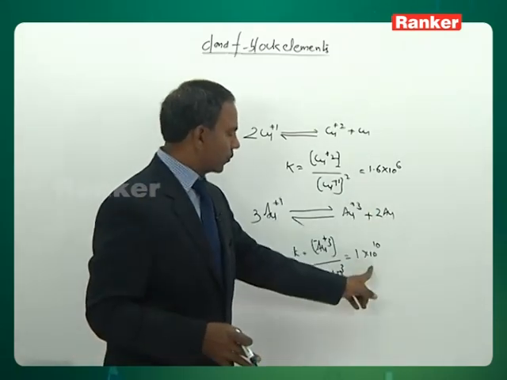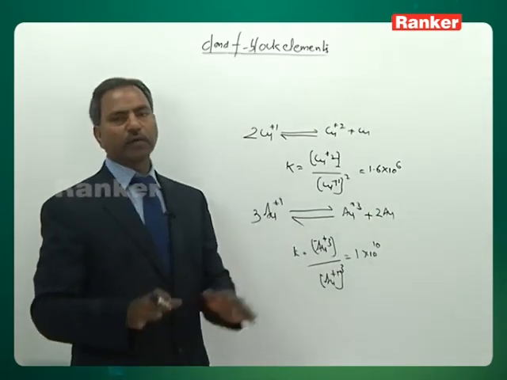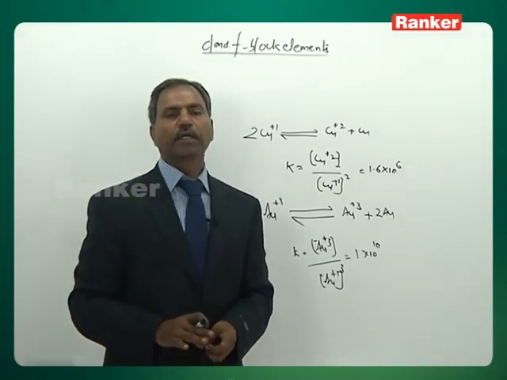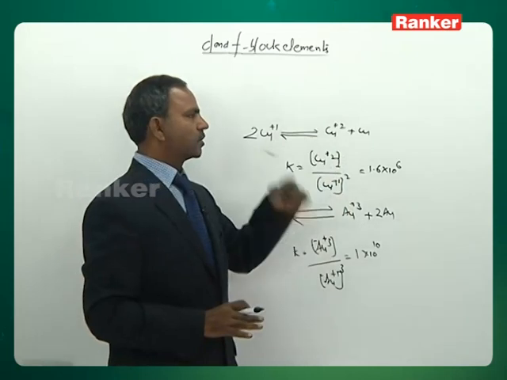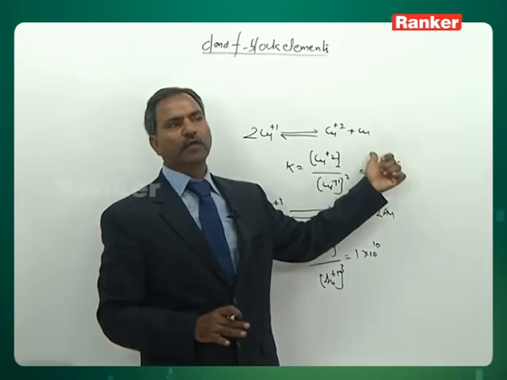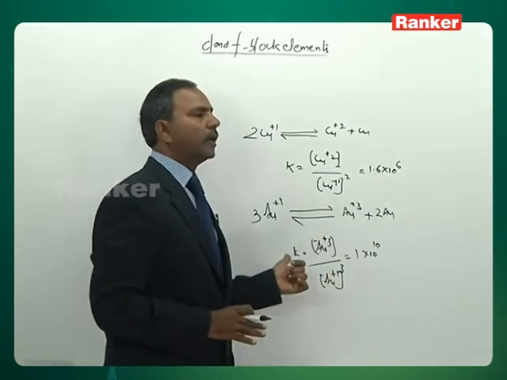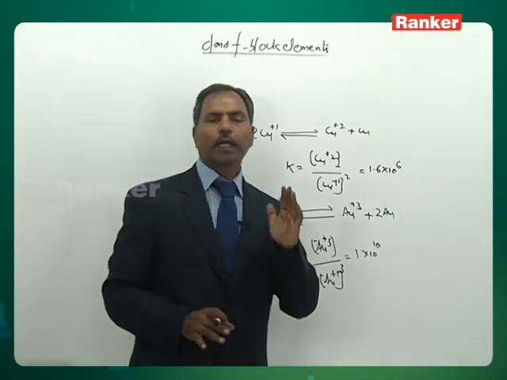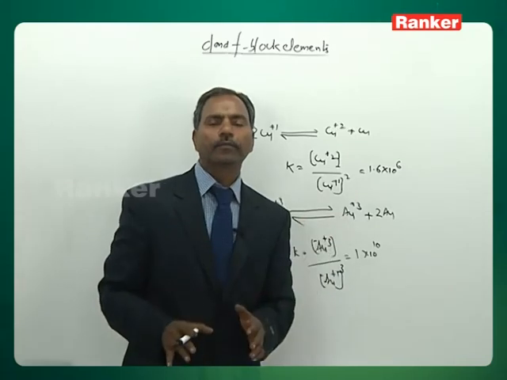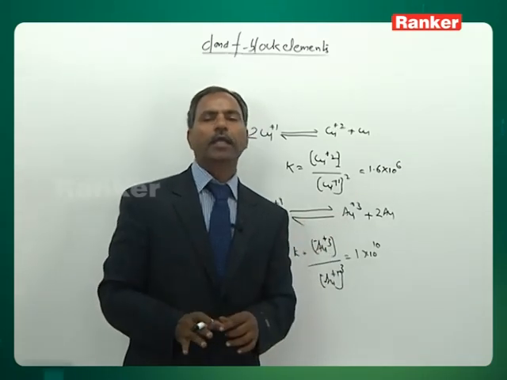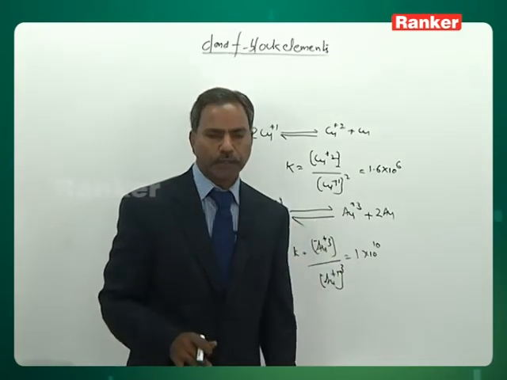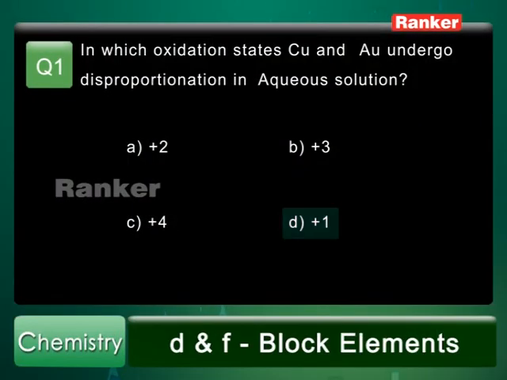From these two equilibrium constant values, we can conclude that copper plus 1 and Au plus 1 do not exist in aqueous solution, because copper plus 2 is stable in aqueous solution and Au plus 3 is stable in aqueous solution. Therefore, copper plus 1 and Au plus 1 undergo disproportionation in aqueous solution. Therefore, option D is correct for this first question.